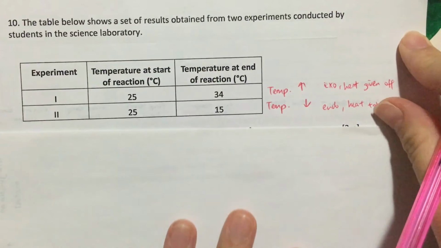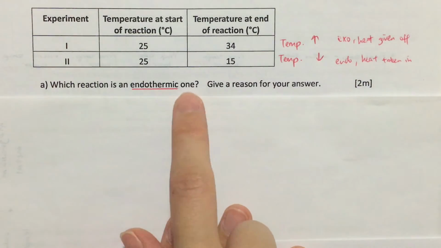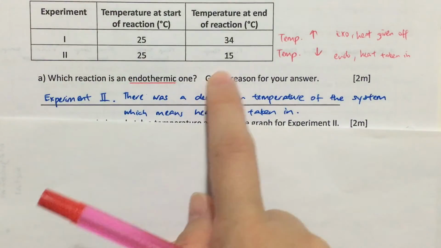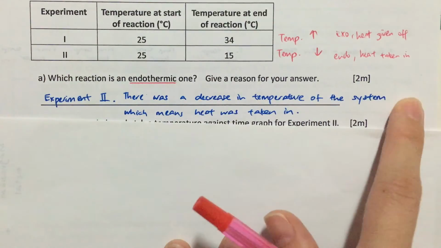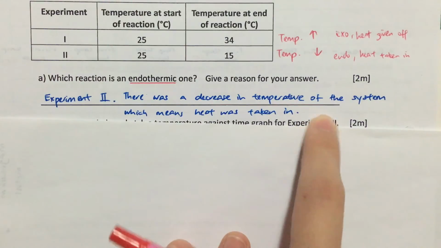So now we look at the question. Which reaction is an endothermic one? So it will be experiment 2. Okay, because there was a decrease in temperature of the system or the solution or surroundings, doesn't matter. Which means heat was taken in.